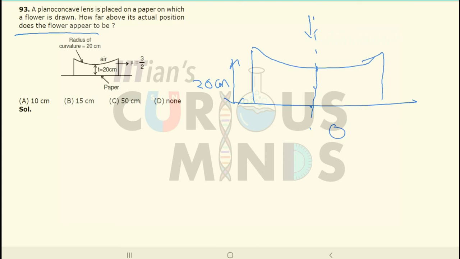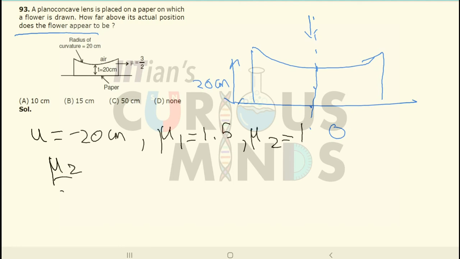So the object distance u will be equal to negative 20. Since the object is situated inside the glass, mu1 will be equal to 1.5, or 3 by 2. Since the object is in glass and the image formed is in the air, mu2 will be equal to 1. So we will use the general formula: mu2 divided by v minus mu1 divided by u is equal to mu2 minus mu1 divided by r.